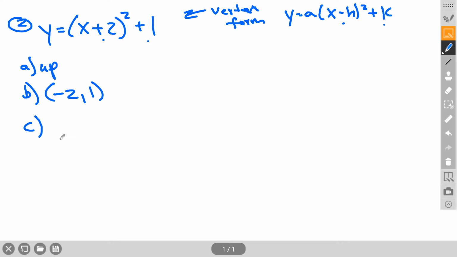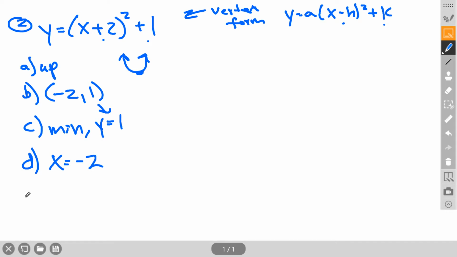C, state if the vertex provides a minimum or maximum. Well, this is going to be opening like this, so the vertex is going to be down here. It's a minimum. The minimum value is the y value, so it's 1. D, give the equation for the axis of symmetry. Axis of symmetry is the x-coordinate of the vertex, so x equals -2.